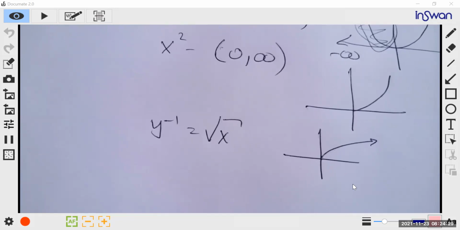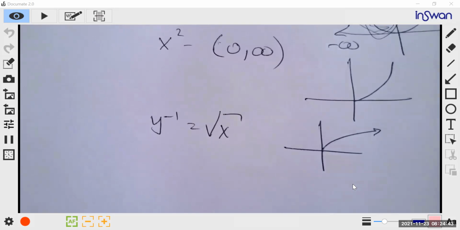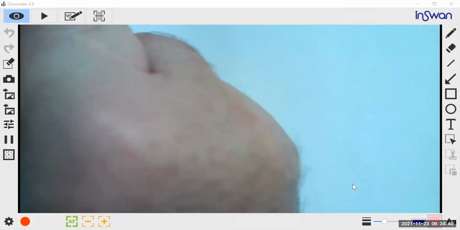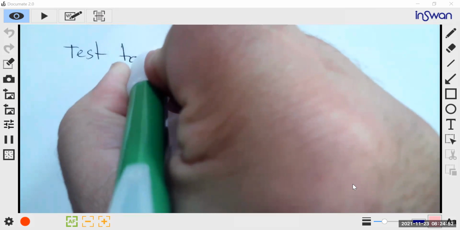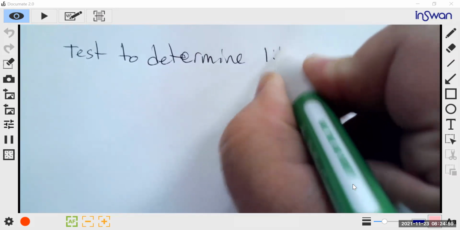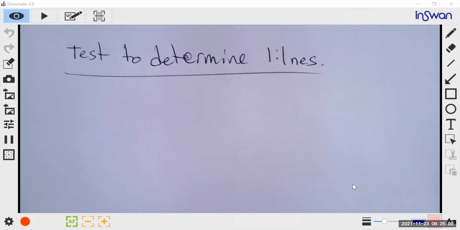All right. So that's if the function's not one-to-one, you can redefine the domain to make it one-to-one. Tests to determine if it is one-to-one.